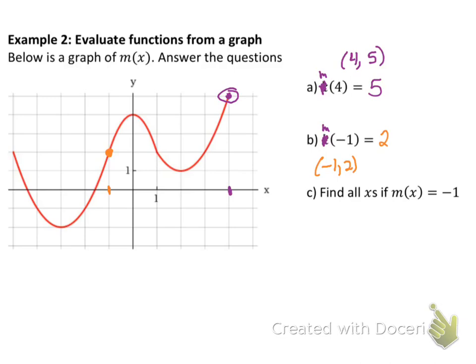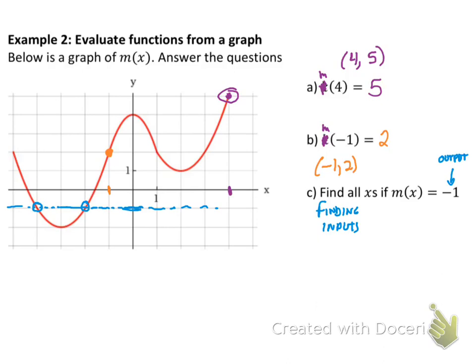Now this next part is a little bit trickier because it's saying find all x's. So you're finding your inputs, if you know that m of x equals -1. So that -1 is actually going to be the output. So let's look at -1 on the output. What I like to do at this point is draw a dotted line through my graph at that output of -1, and I want to see where it hits the graph. Well, it hits the graph right there and right there.